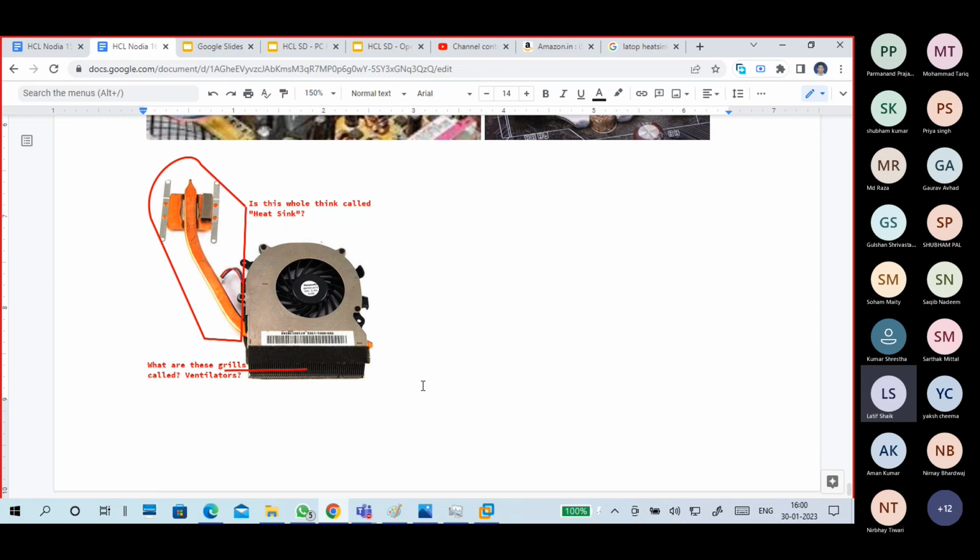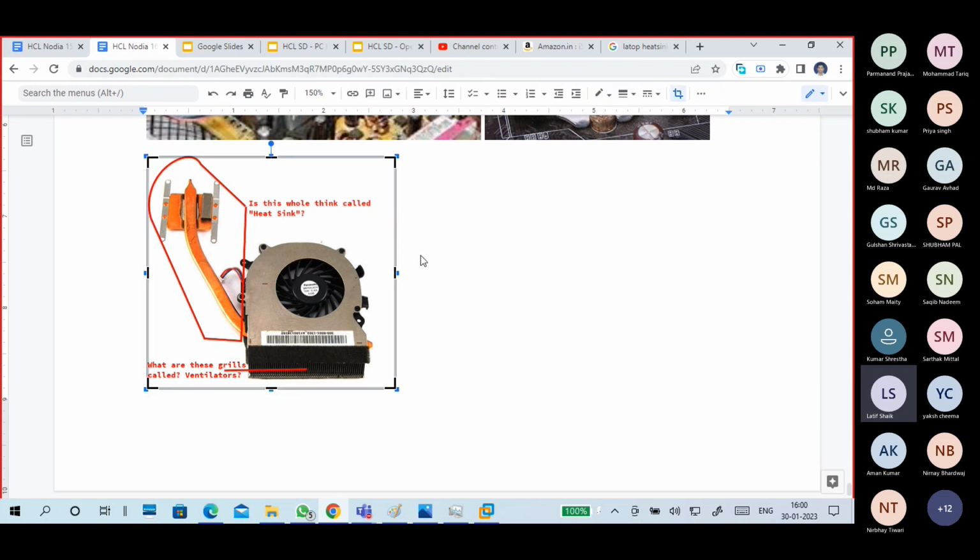A laptop has several holes. The holes, we call them vents or breathers. Some people are using so much technology now, so much wisdom or technology, we don't know what it is exactly. People are more scientists than normal people.